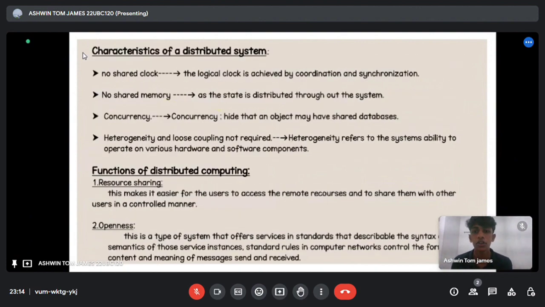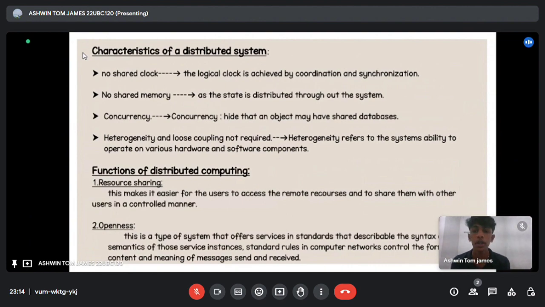So, the characteristics of a distributed system. No shared clock. The logical clock is achieved by coordination and synchronization. No shared memory, as the state is distributed throughout the system. Concurrency. Concurrency hides that an object may have a shared database. Heterogeneity, and loose coupling not required.